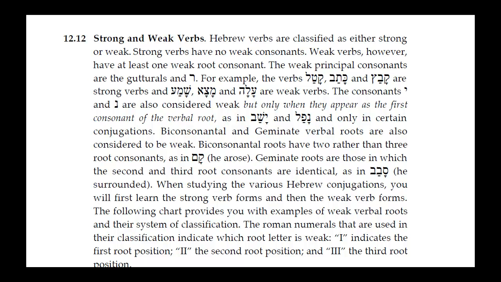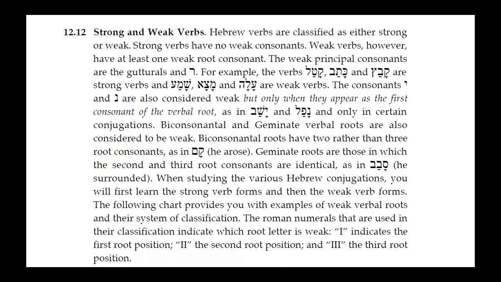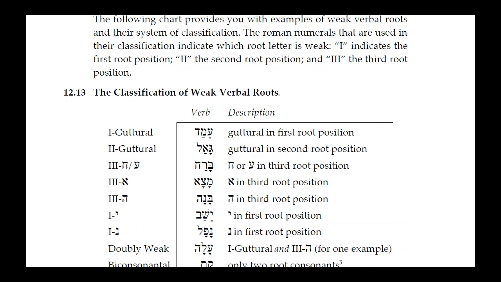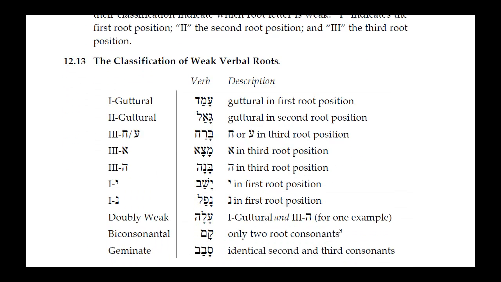The classifications are according to which root letter is weak. If it's the first, that means the guttural is in the first position, the first consonant. If it's second, then it's the second consonant. If it's third, it's the third consonant. That's a guttural, and sometimes they can have more than one, multiple in here. So we'll get a little chart here that gives us a classification of the weak verbal roots.